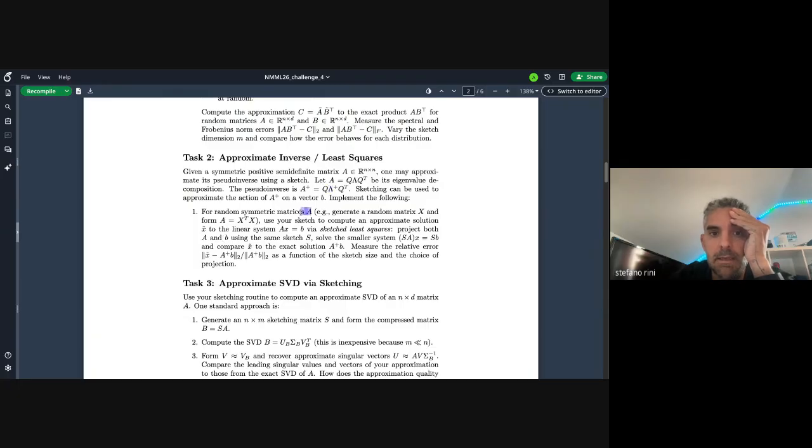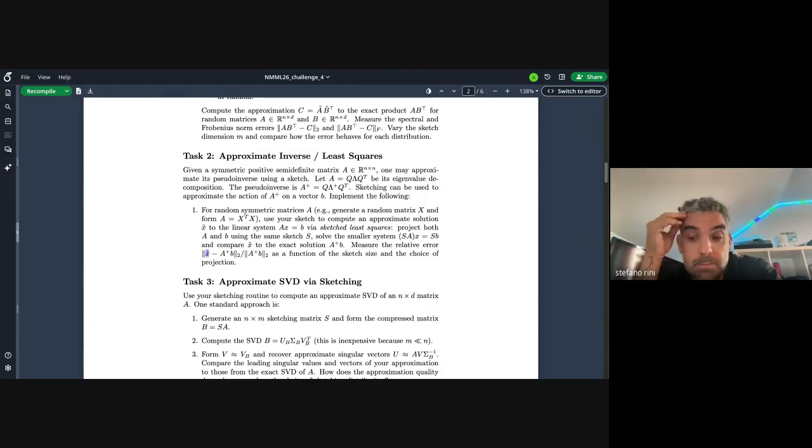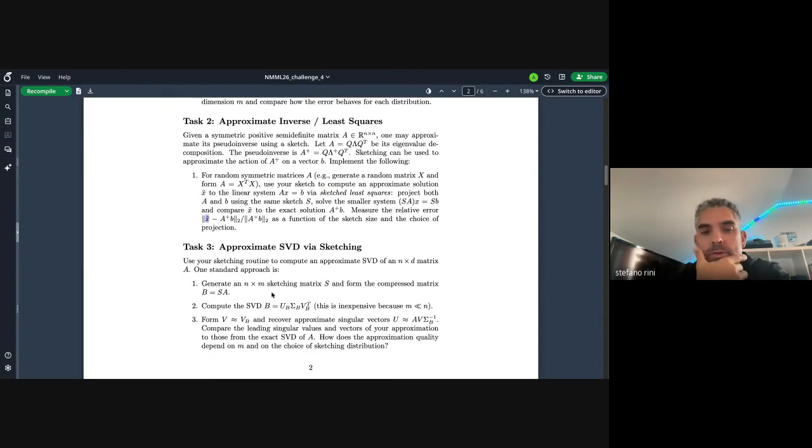So instead of taking A, where we want to solve AX equals B, we solve S times A times X equals S times B. So we sketch the matrix A. We find the solution X in this much smaller space, which we call X tilde, and then we look at the error between the original X and the approximated X tilde. Before we were doing matrix multiplication, now we are solving least squares, using the pseudo inverse. And incredibly enough, this also gives a very good approximation.